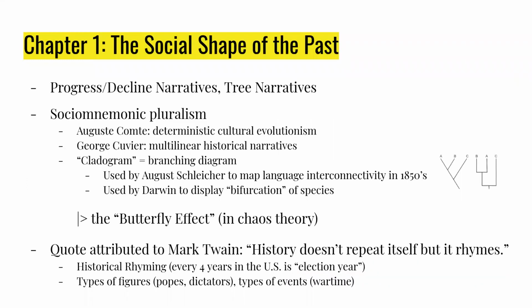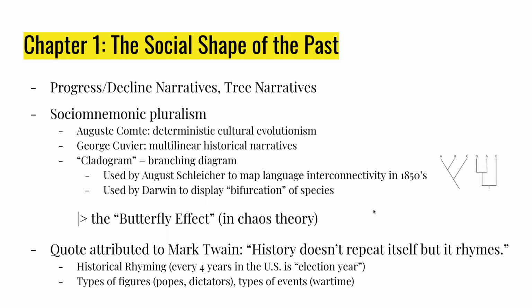Chapter 1 is called The Social Shape of the Past, and in it Zerubavel explains the idea of progress versus decline narratives and tree narratives, sociomnemonic pluralism, which is the idea that cultural evolutionism is happening where cultures evolve in different ways from the same starting point, like they branch off. And this branching idea, this multilinear historical narratives idea, can be represented by cladograms.